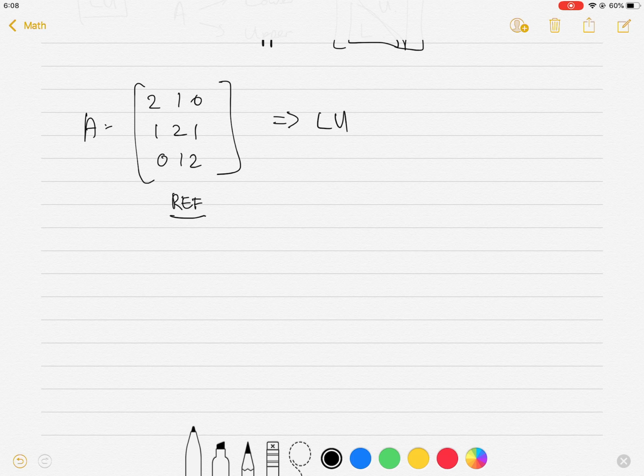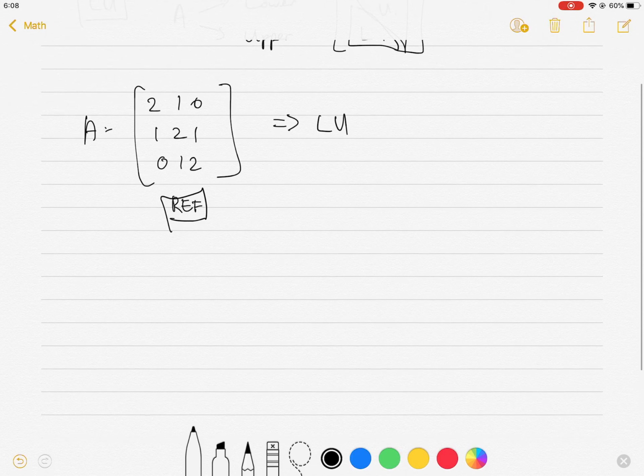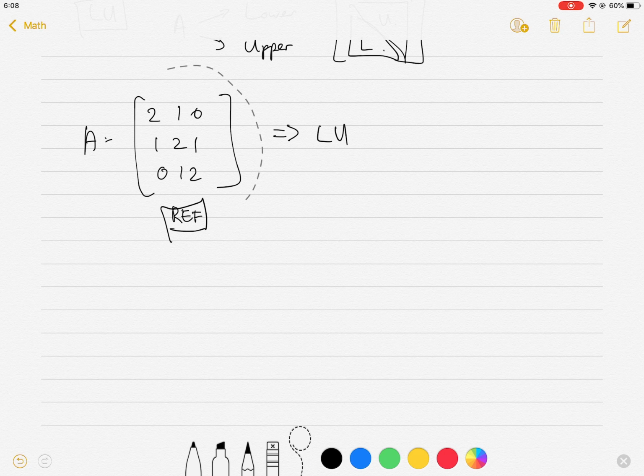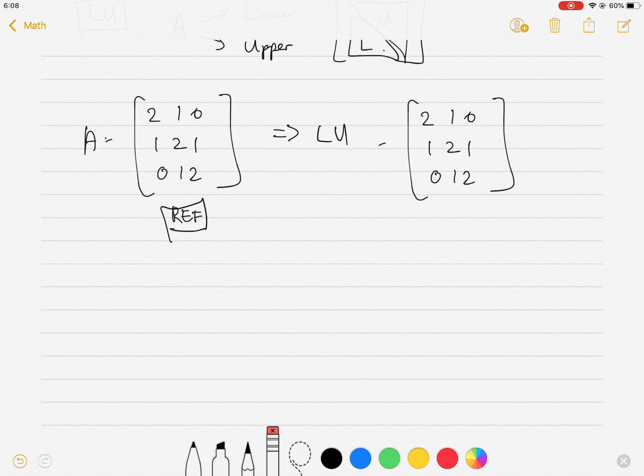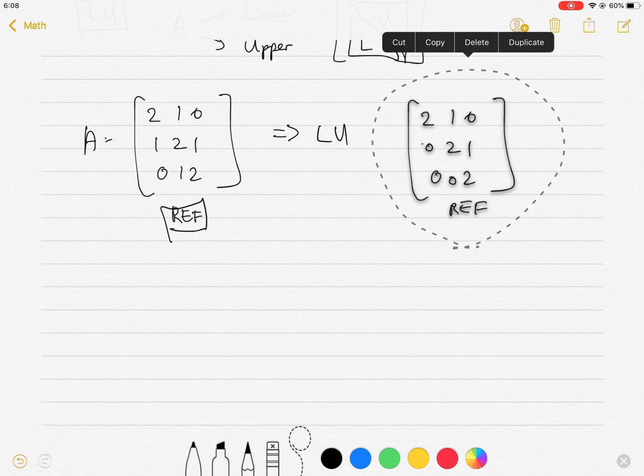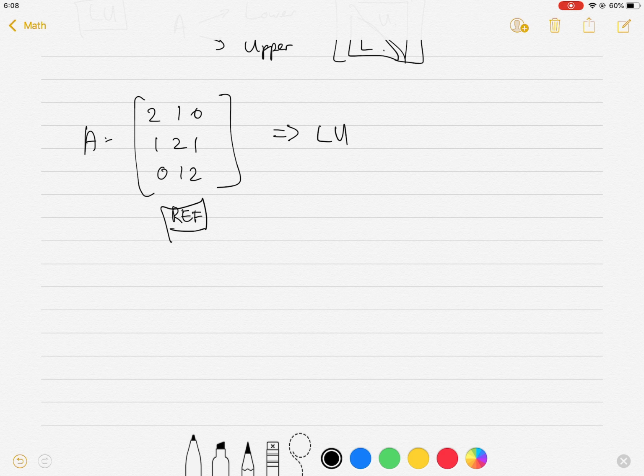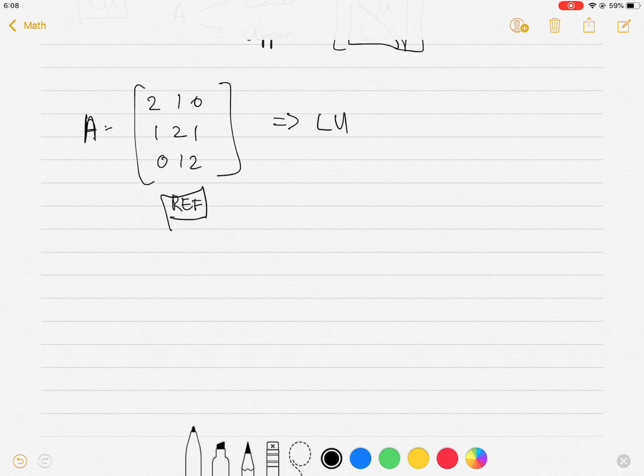Now normally REF form, row echelon form, would see this A matrix turned into a form where anything under the pivots would be 0. So these would be 0 in REF form, but LU factorization is a little different, where we want to preserve the multipliers of the row operations. So how would we get A into REF form? Well, we want to get rid of these two values. We want to turn these into zeros, but we still want to preserve the multipliers.